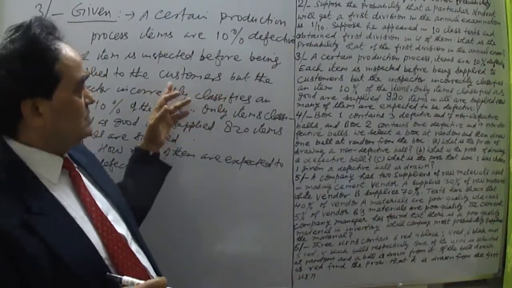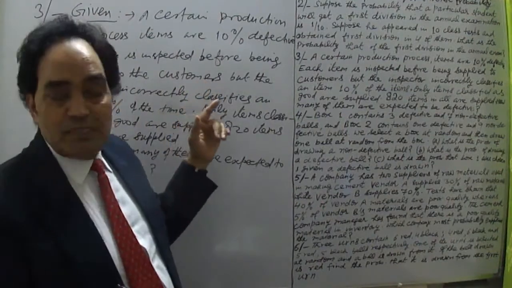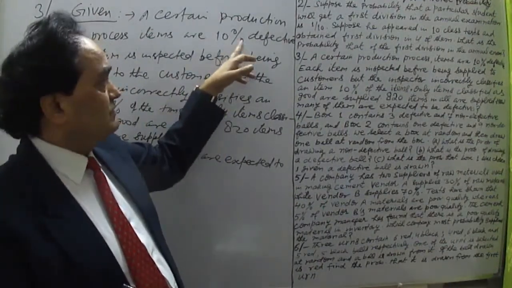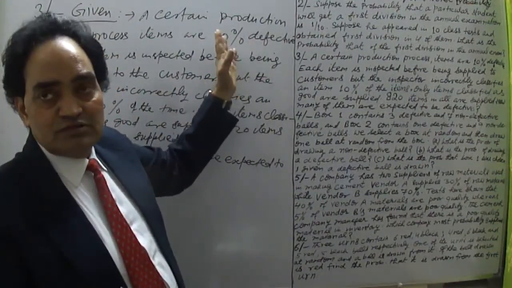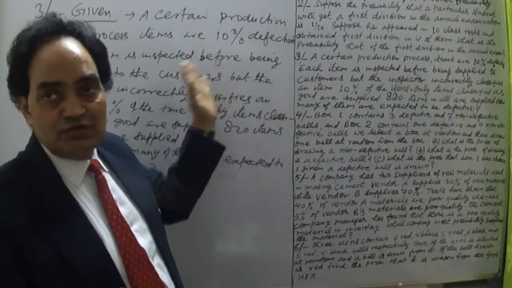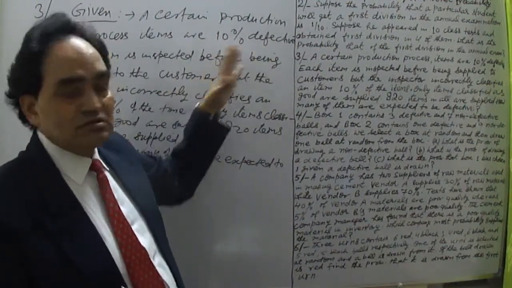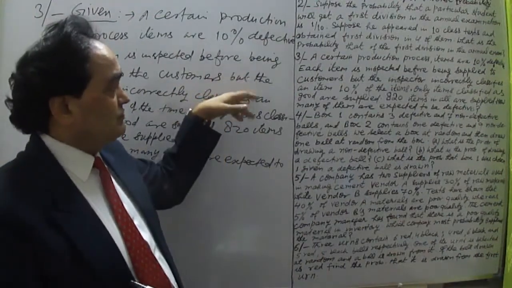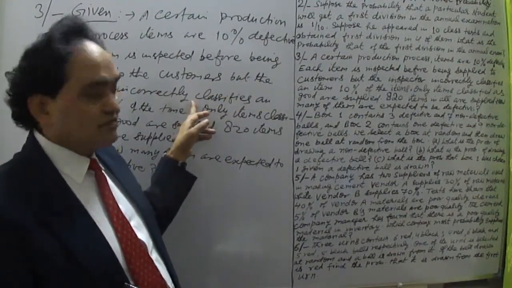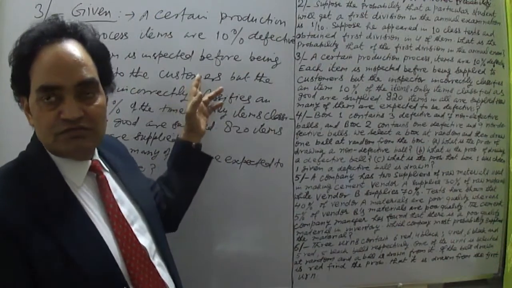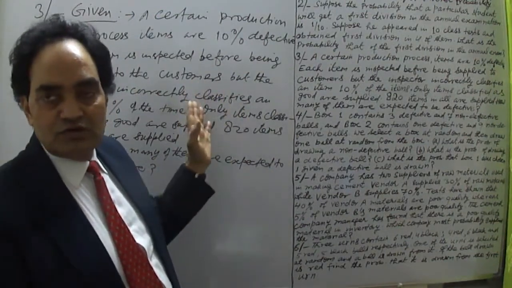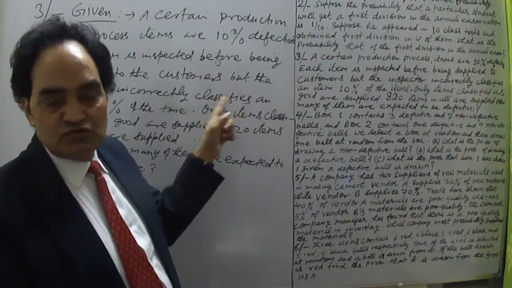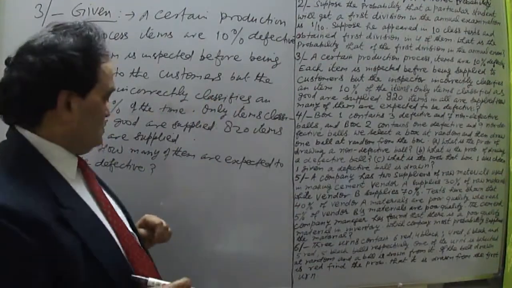Then non-defective items: how many are there? 90%, so 9 upon 10. And for non-defective items, the inspector also classifies them as good, so 9 upon 10 into 9 upon 10. Now let me take the probabilities.